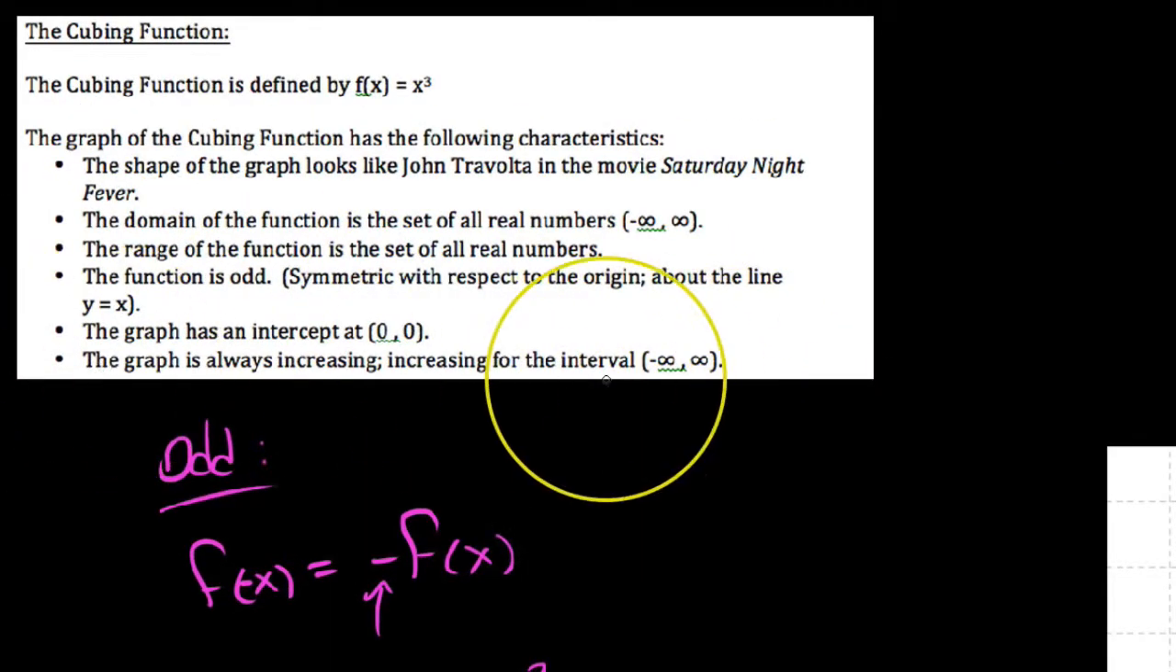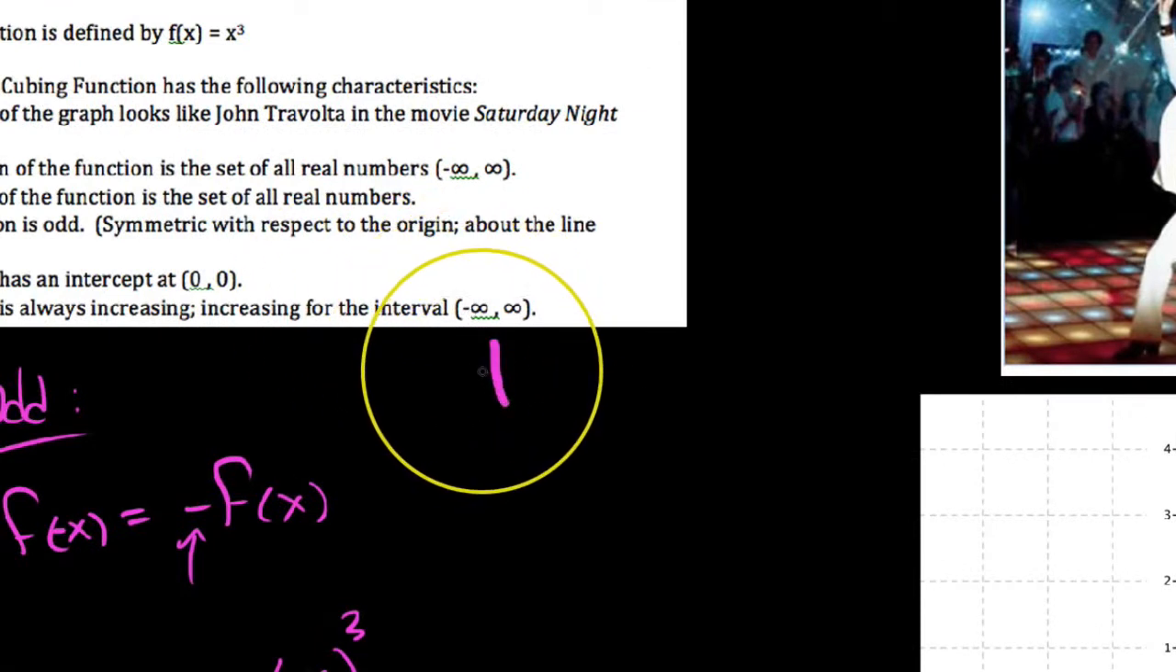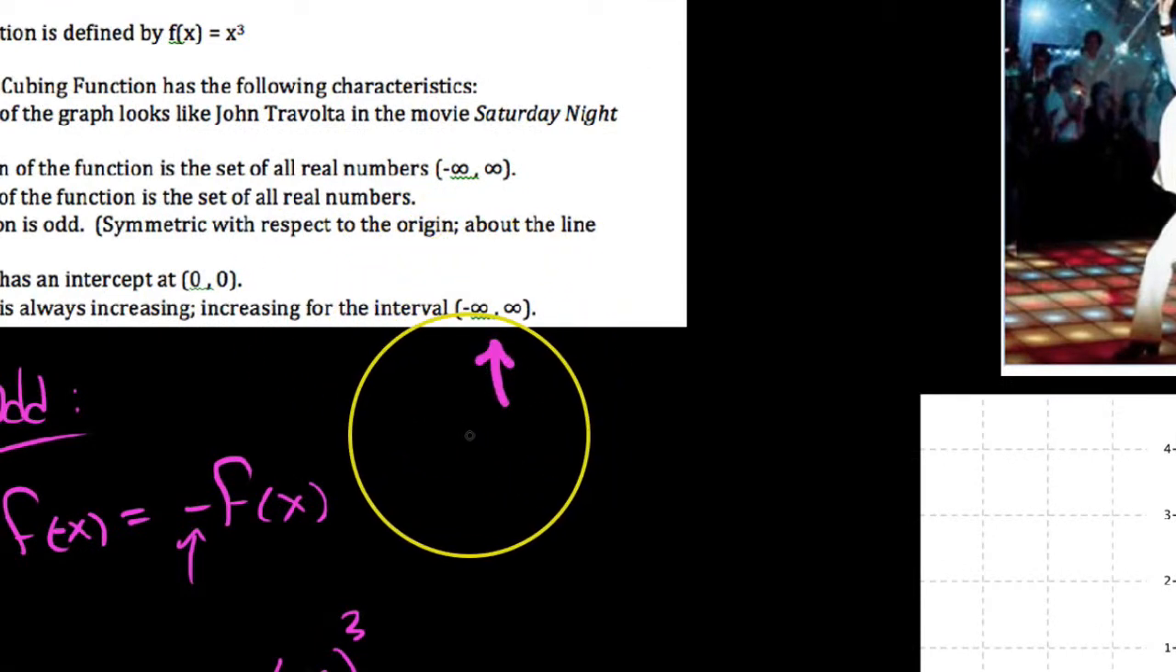But the last thing we want to note on this graph is that it's always increasing. We say always going uphill. And so from left to right, if it's always going uphill, then we would say it's increasing on the x-axis interval from negative infinity to infinity.